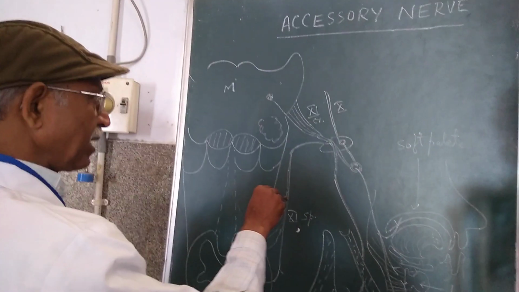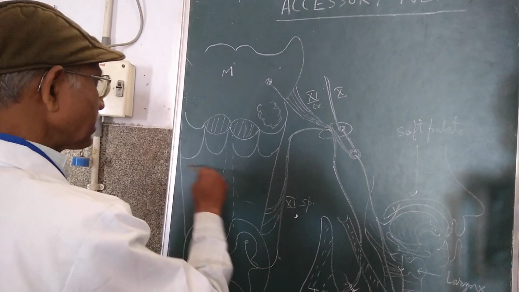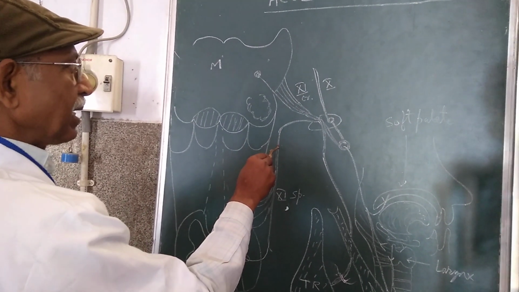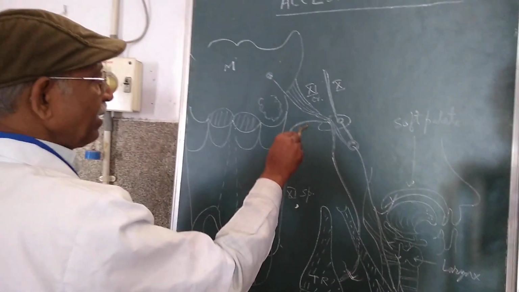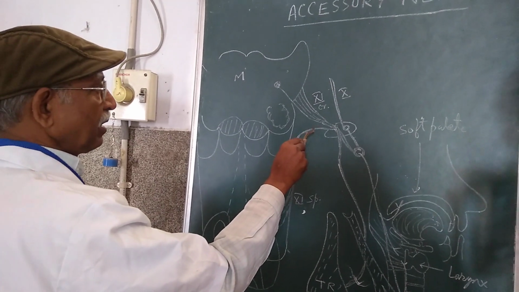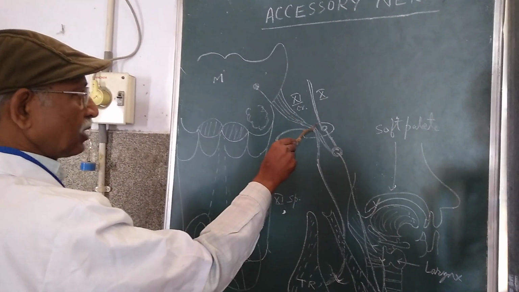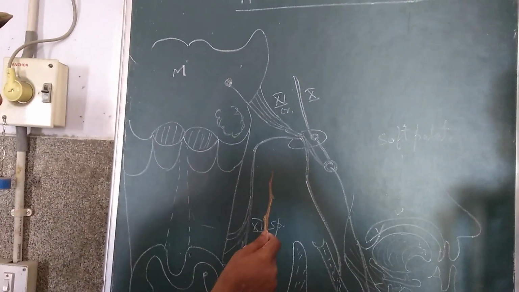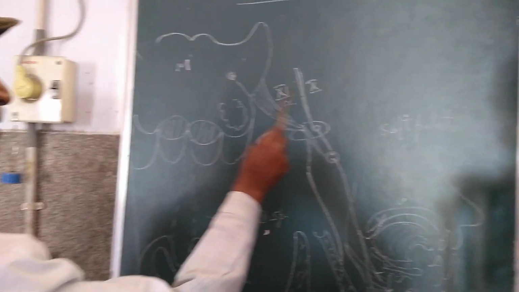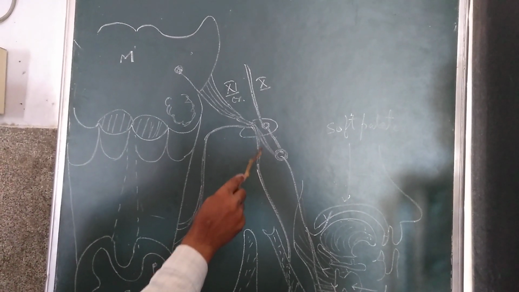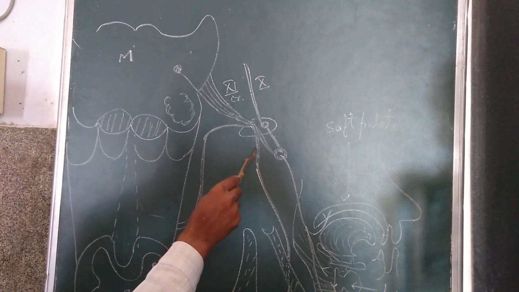These fibers unite and ascend and pass through the foramen magnum, enter into the cranial cavity and join the cranial part and emerge through the middle part of the jugular foramen along with the 9th and 10th. These again separate from each other.